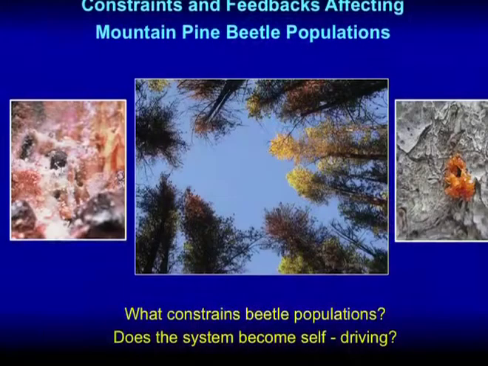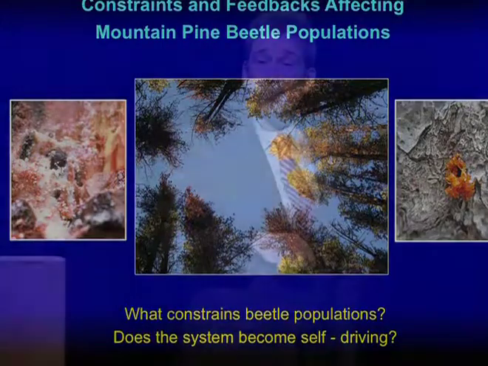And so when we turn to mountain pine beetle, this is an insect that, again, plays by the exact same rules of the game, has the exact same feedbacks, but the net feedbacks turn out to be quite different, and so the emergent properties are quite different, and so the alternatives for management are going to turn out to be quite different. But we approached it the same way from the standpoint of feedbacks. We asked 2 questions. What constrains beetle populations, because they do spend most of their time in the endemic, not epidemic condition, and does the system become self-driving?